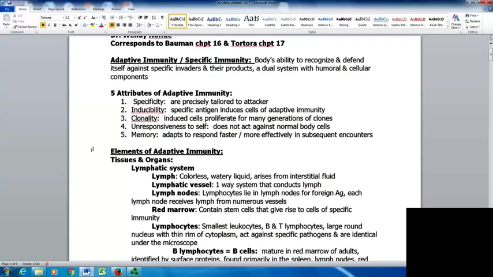Clonality, these induced cells will proliferate for many generations of clones. Unresponsiveness to self, it does not act or target normal body cells. And then memory, it's going to adapt to respond faster and more effectively in subsequent encounters in the future.